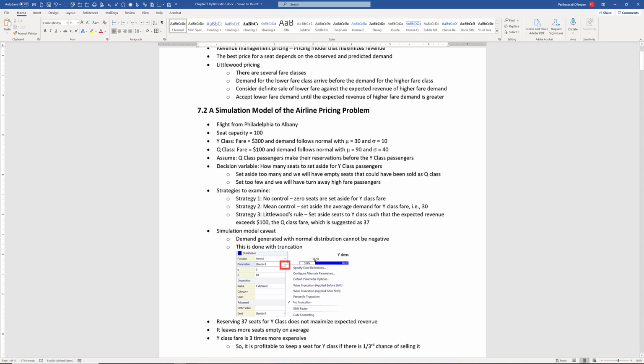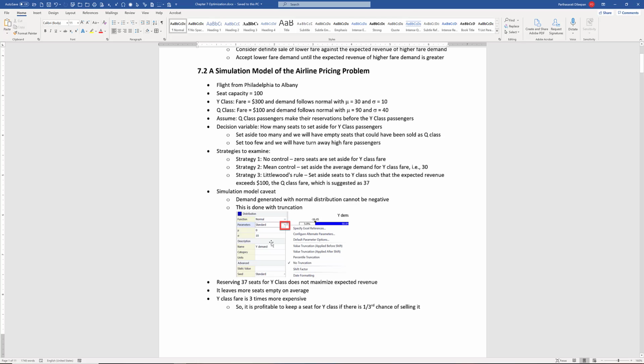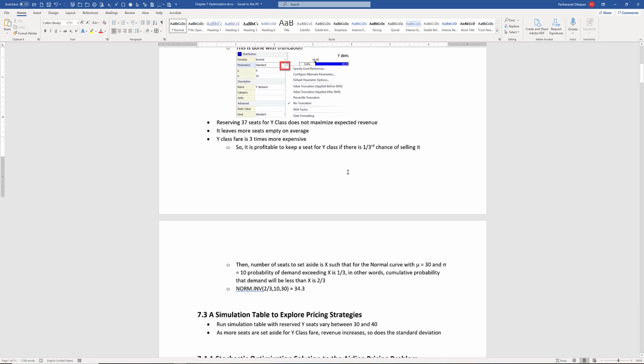But let's set up the simulation model, run the simulation model, and of course strategy 3 is going to be 37, and then we will do further analysis for 30, what happens. We'll put up a curve and then see where the maximum revenue occurs, and you'll see that it is not at 37, it's really at 34.